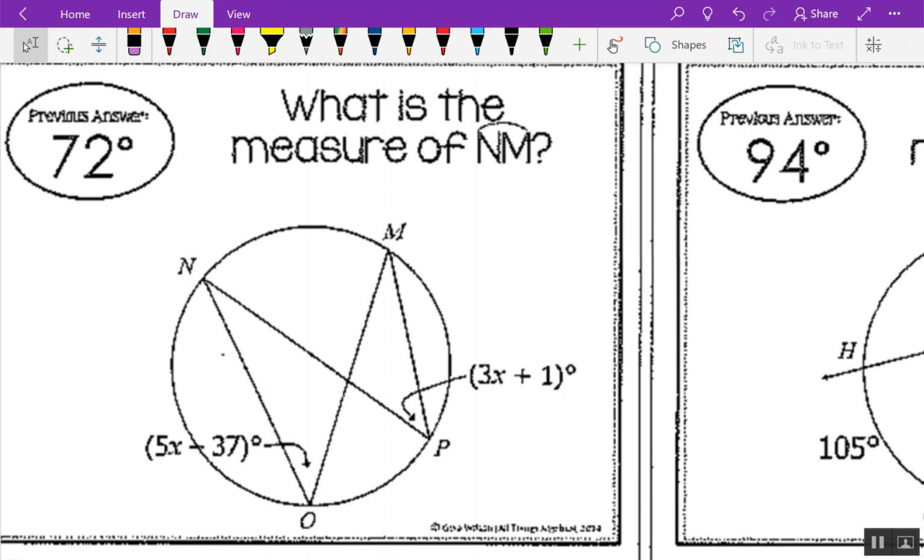This plus this equals another 180. This plus this equals 90 because this is 90. 90 plus that one plus this equals 180.